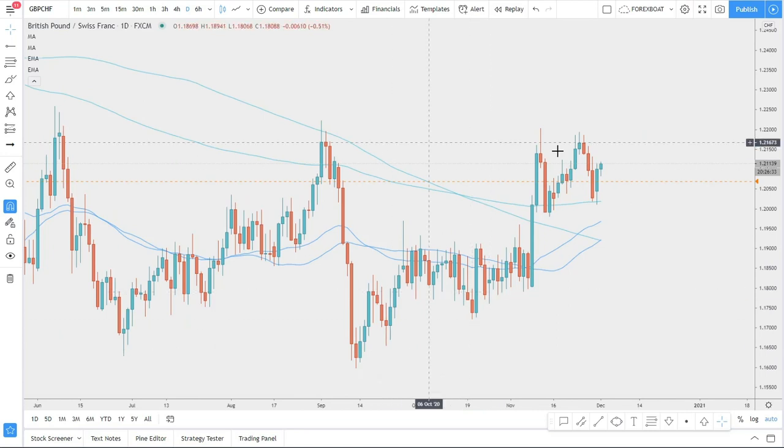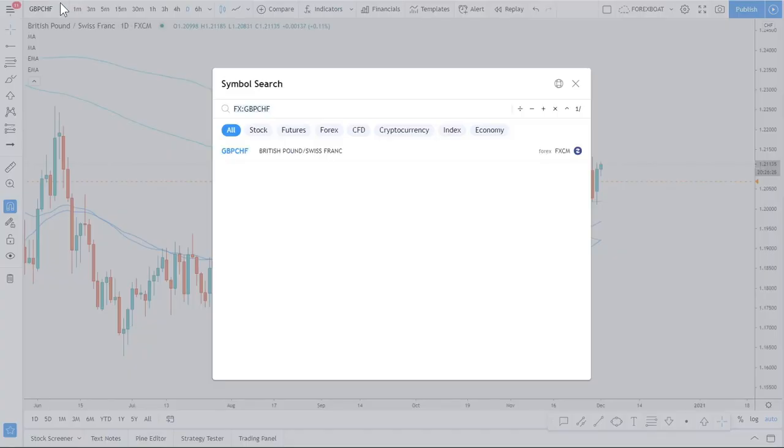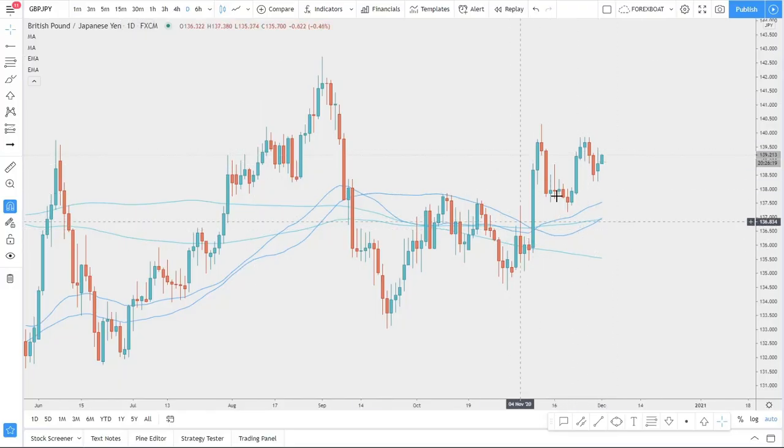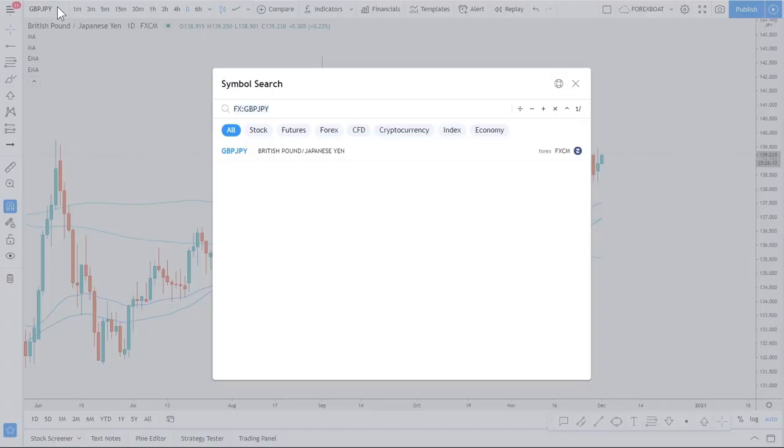On the pound Swiss franc, we have a similar picture. So this is a very bullish case because it's above all moving averages. Let's go to the pound yen. The same, we are above all moving averages, very bullish trend. Let's go to the pound Australian dollar.